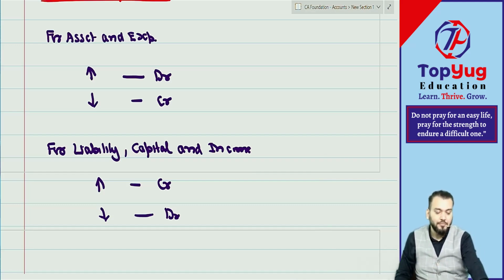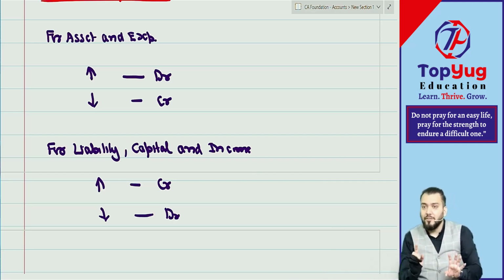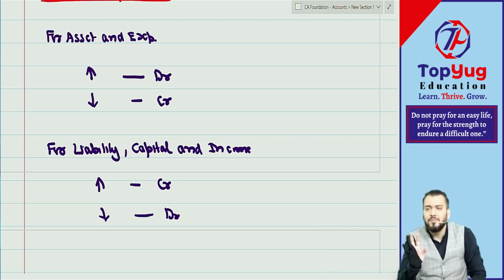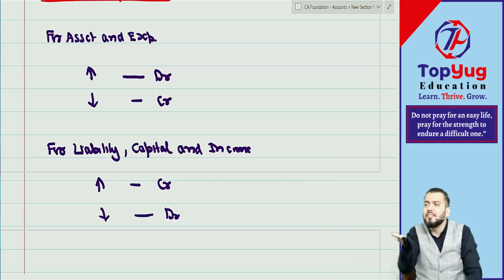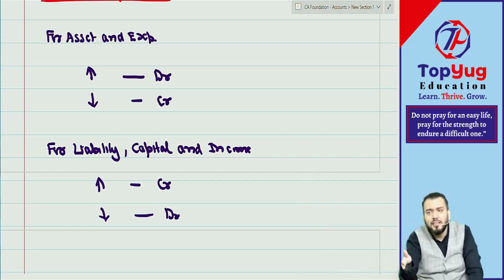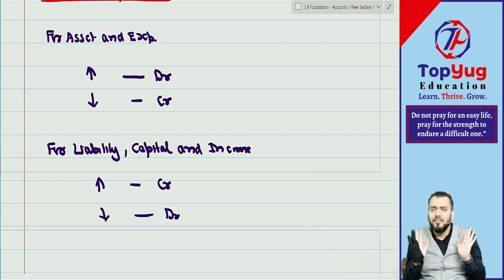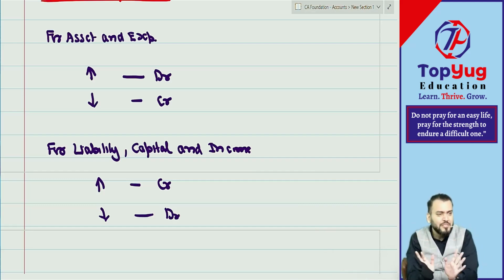Understood? So we have tried to simplify it. Are you getting? Means now there is no need to identify real account, personal account or nominal account. Just identify whether that item is an asset, liability, income, expense or capital. Then identify whether there is increase or decrease; increase, apply the rules; decrease, apply the rules. So simple. It becomes simple now.